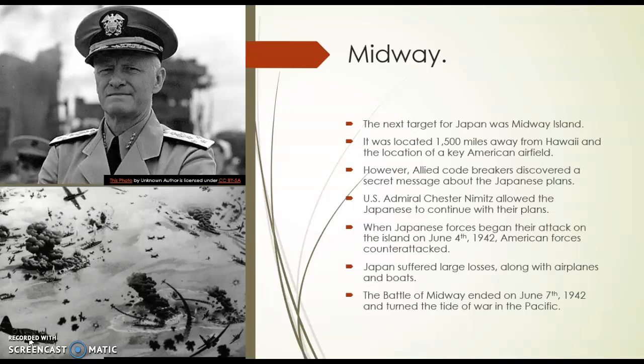So, Midway. The next target for Japan was Midway Island. It was located 1,500 miles away from Hawaii, and was also the location of a key American airfield. However, Allied codebreakers discovered a secret message about the Japanese plans, and U.S. Admiral Chester Nimitz, right up there, allowed the Japanese to continue with their plans.